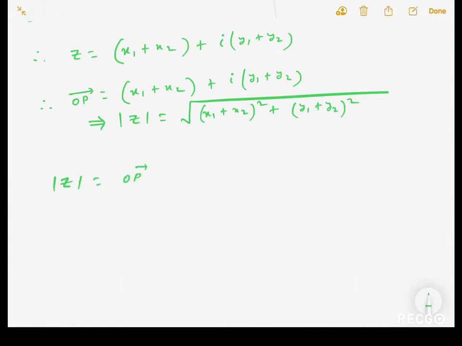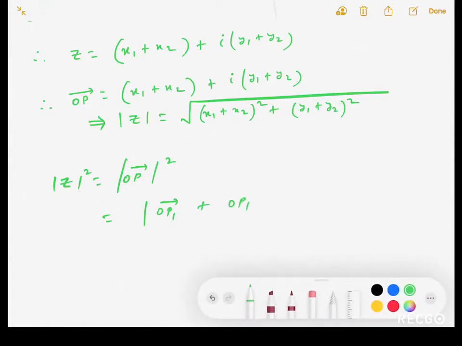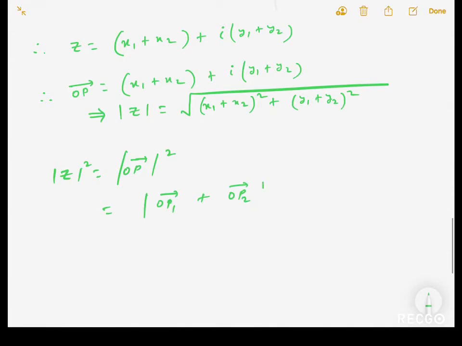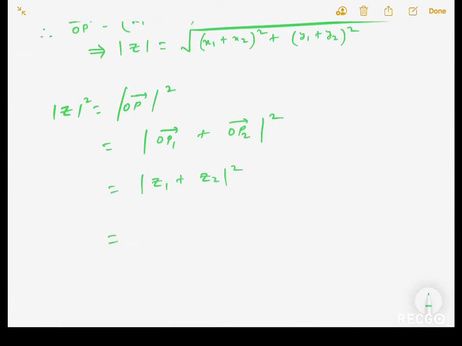So there is a formula that mod z square is equal to the modulus of vector OP whole square. Now vector OP is equal to vector OP1 plus vector OP2, right? So take the mod of this and square both sides. Now the OP1 vector is z1 and the OP2 vector is z2, so it is mod z1 plus z2 whole square. Now there is a formula for expanding the resultant of z1 and z2. So the formula is mod z1 square plus mod z2 square plus z1 z2 bar plus z2 z1 bar, right?